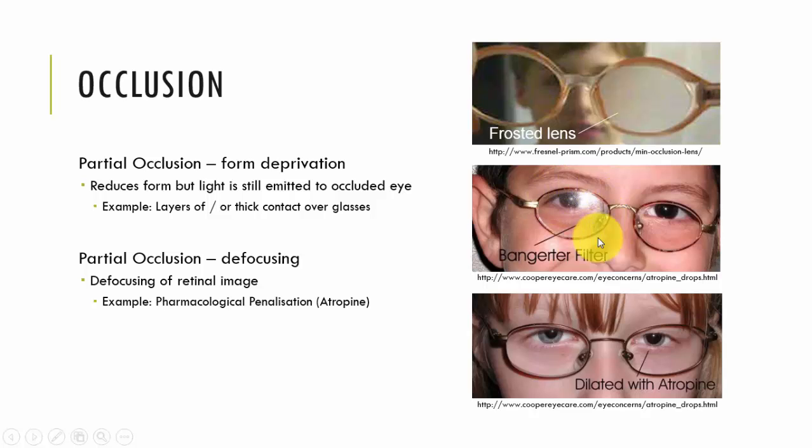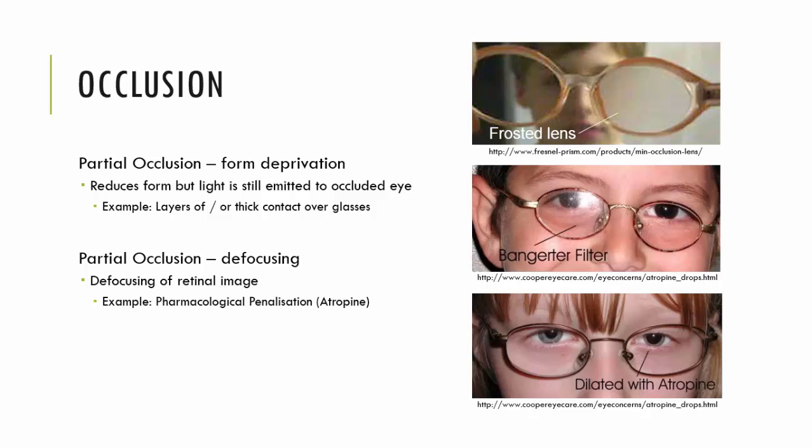Here we also have a Bangerter foil, which again reduces form perception. And you can get Bangerter foils that increase in form deprivation, so one that causes a mild reduction of visual acuity versus one that causes a greater level of visual acuity reduction. Rather than your patient purchasing a Bangerter filter, you can also just use translucent contact paper, which you can get at a supermarket, and add layers of that on a pair of glasses. This will also allow light to enter, but again, reduce form perception.